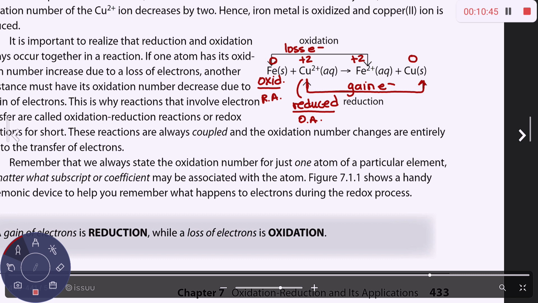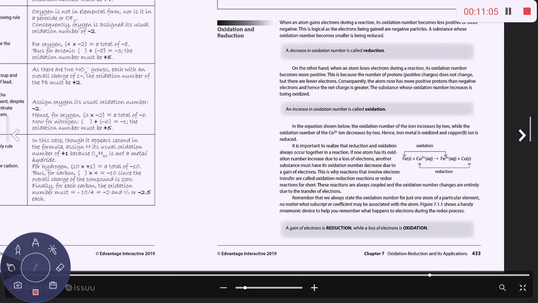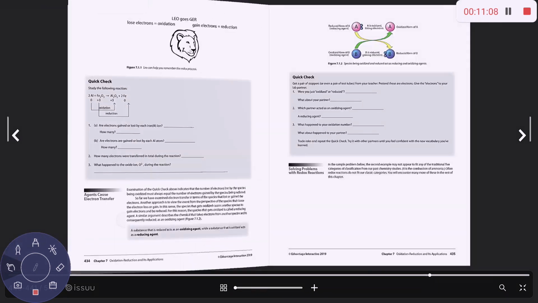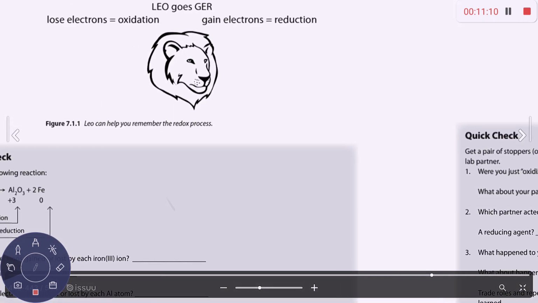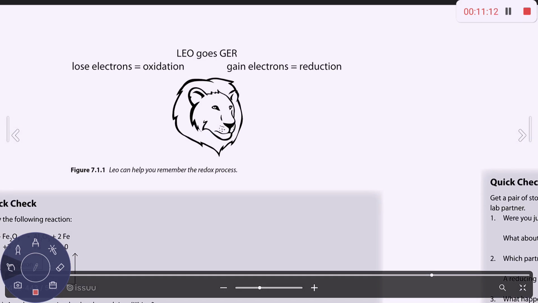Use LEO the lion goes GER. I believe it's on the next page. LEO the lion goes GER is a really great mnemonic to help you remember oxidation and reduction. Can I go to the next page? Okay, so here it is right here. Loss of electrons is oxidation, gain of electrons is reduction. So when you're gaining electrons, your oxidation number goes down.